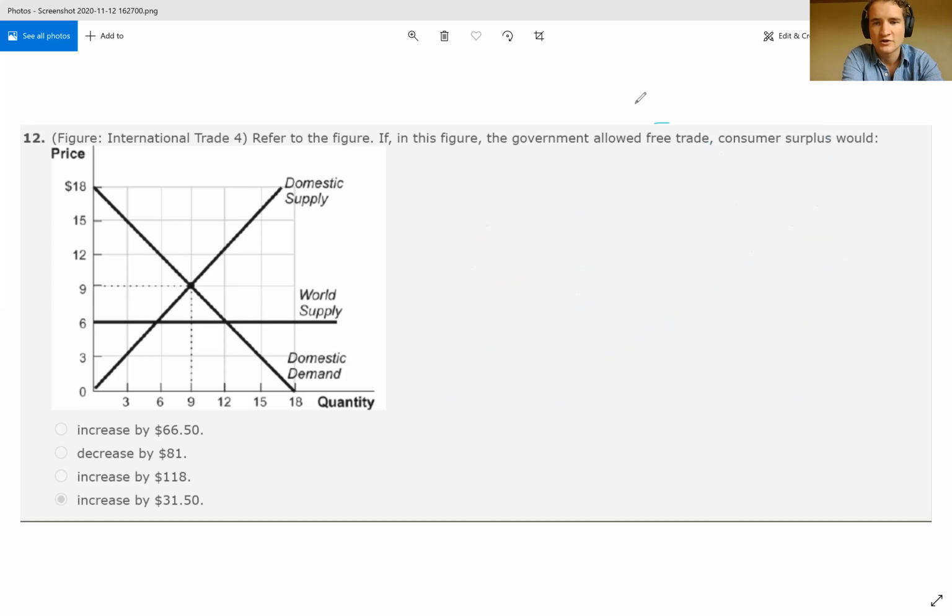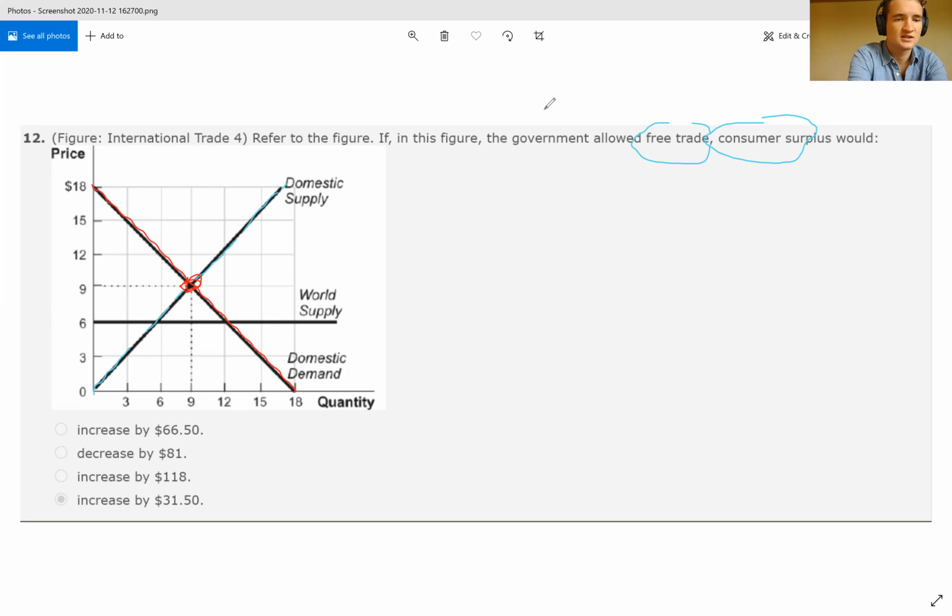So we're looking at free trade and consumer surplus, what's going to happen? First we have to figure out what it was before free trade was allowed. That's going to be represented by where the domestic supply line and the domestic demand line intersect. So that equilibrium point, this is with no other people involved, no world market, no world supply. This is just people within one country supplying for consumers in one country.